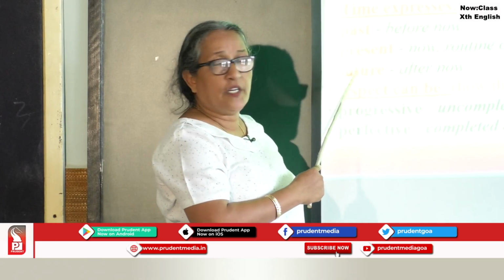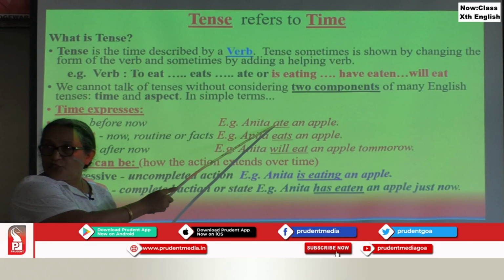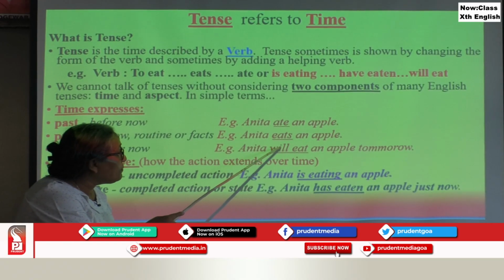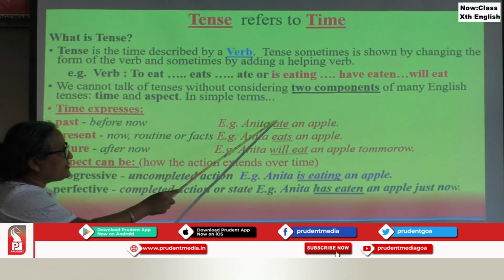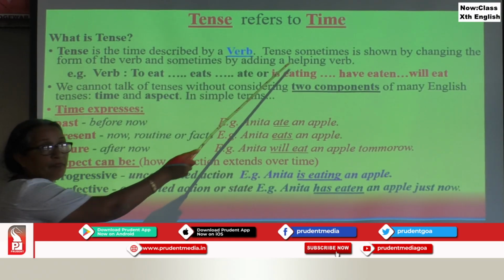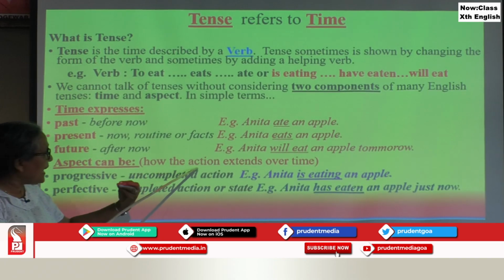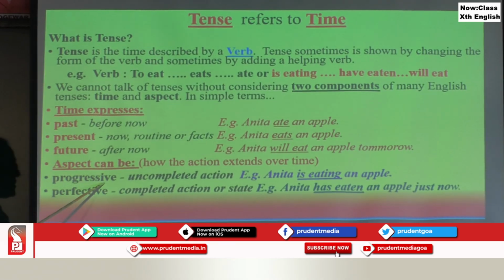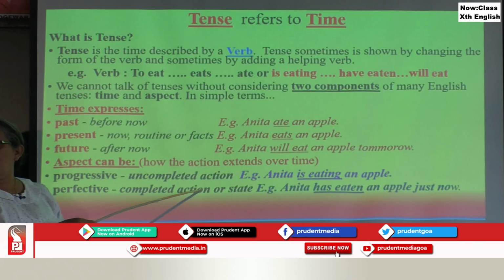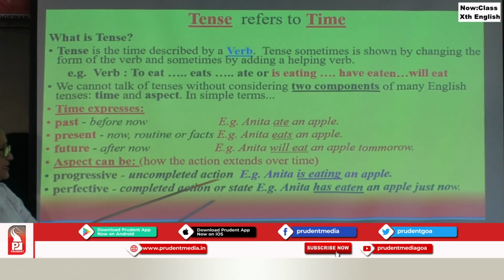And we denote future by using a helping verb with the main verb, not by changing its form. So here is the rule. You either change the form, eats, ate, or you use a helping verb to form the tense. What do we mean by aspect? Aspect in tense means how the action extends over time. Under aspect, we have progressive, that is an uncompleted action, and we have perfective, that is a completed action or state.